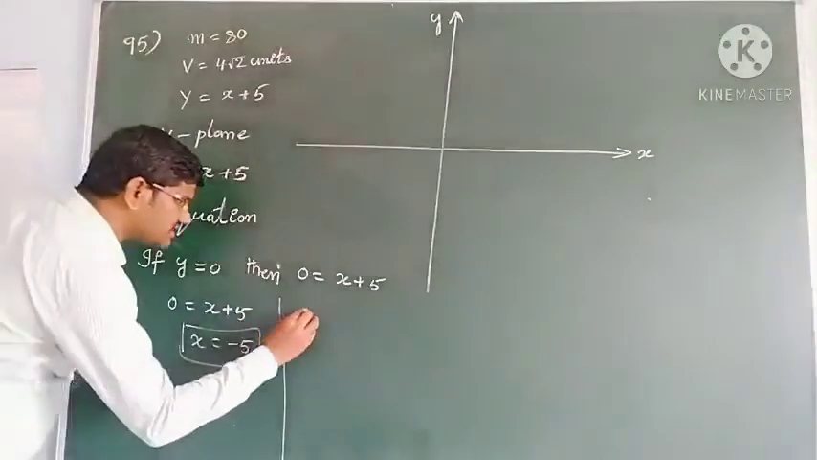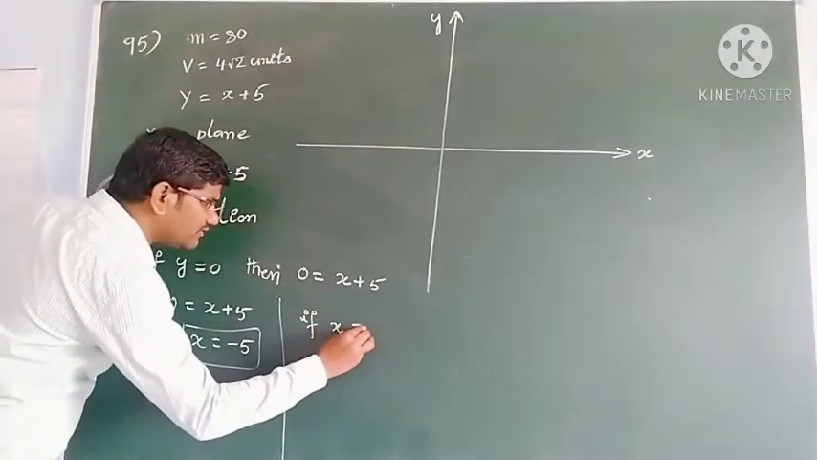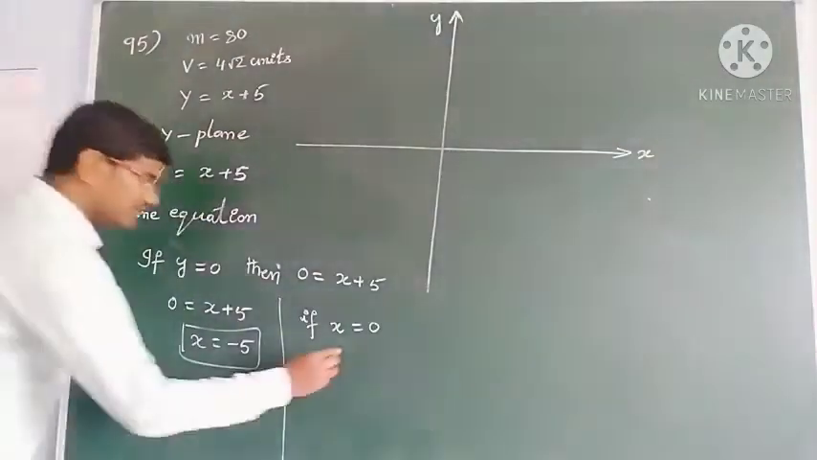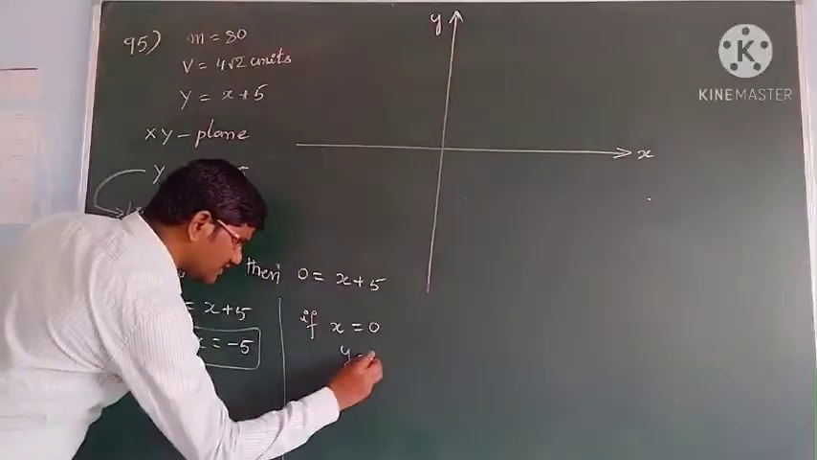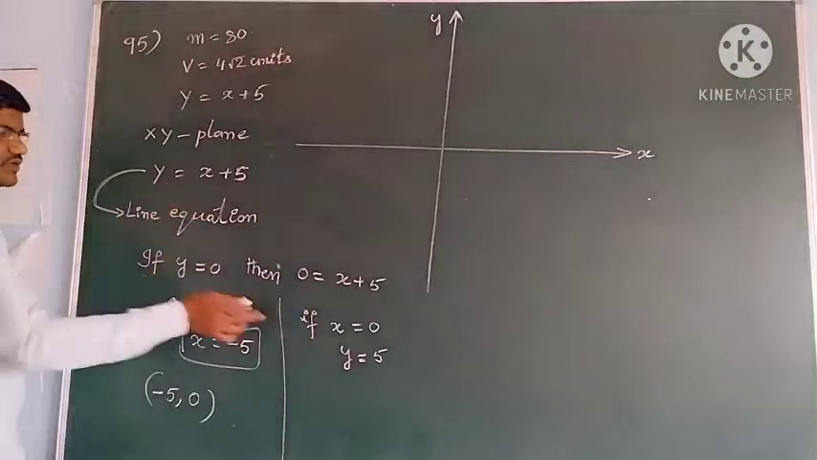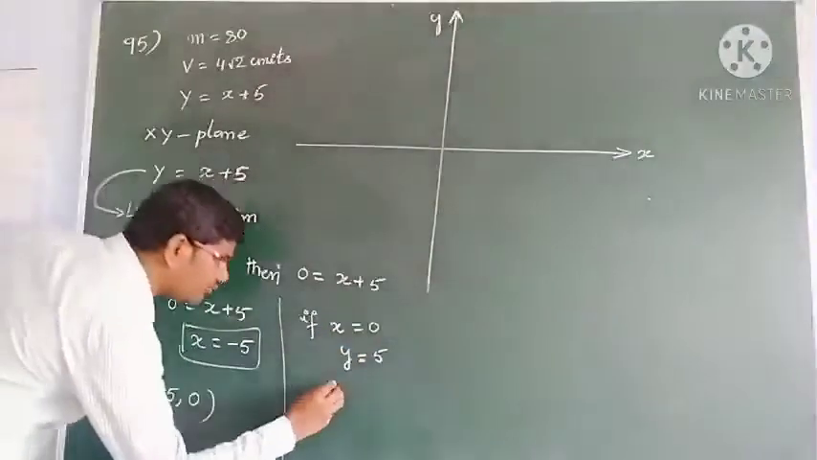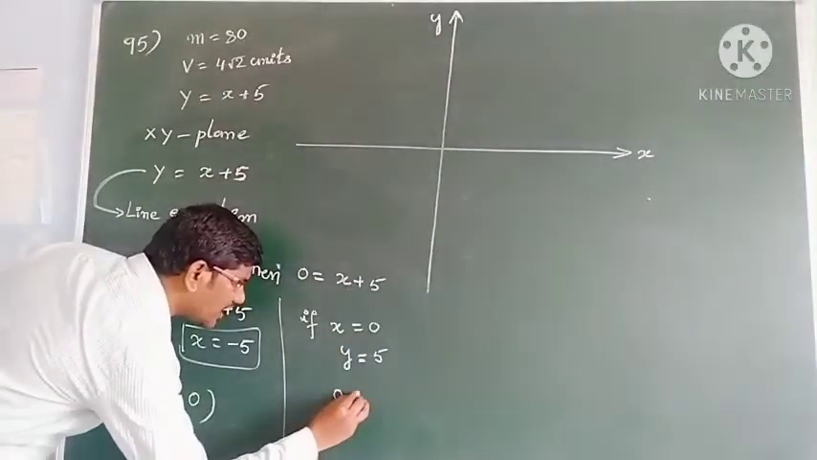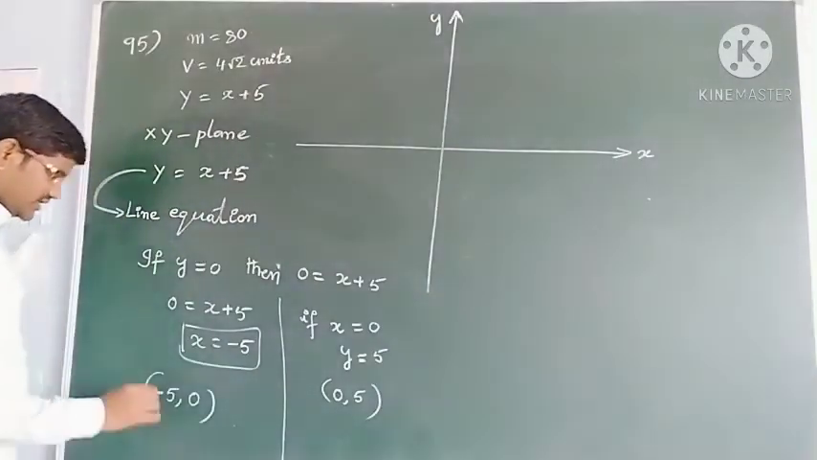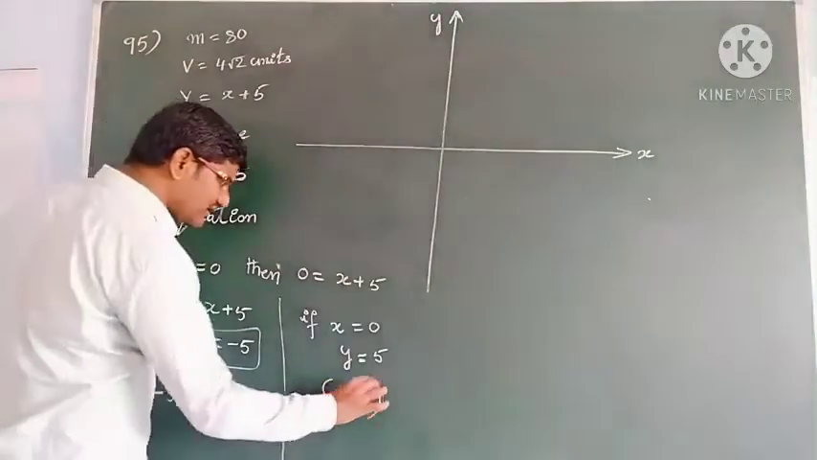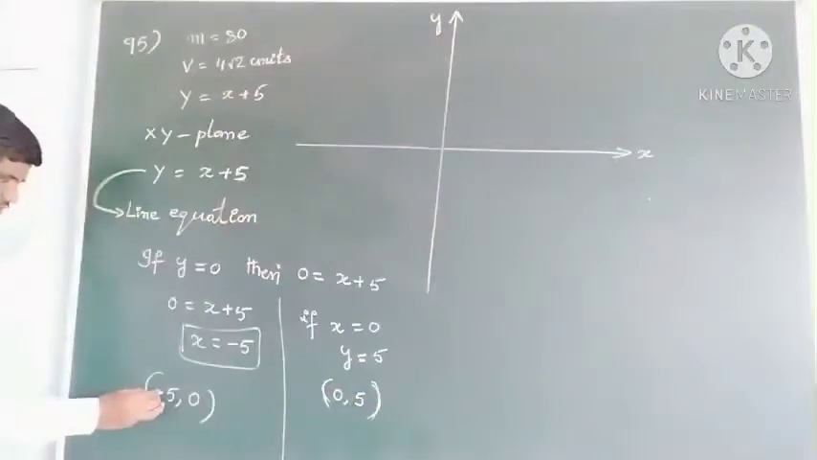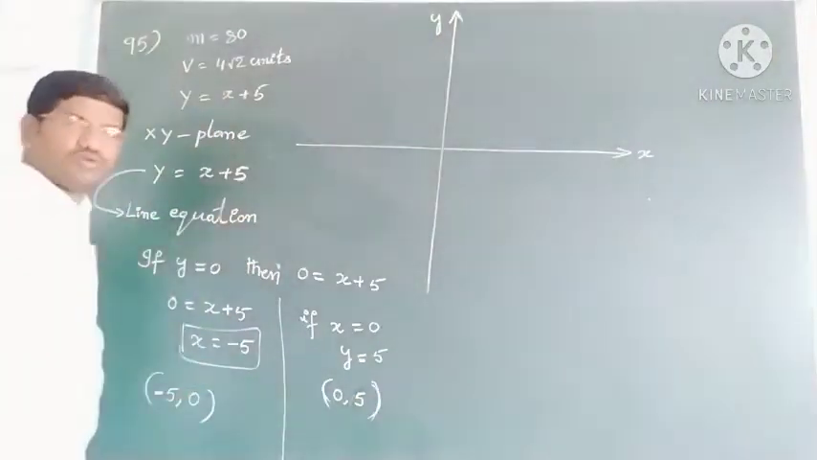Similarly, if x is 0, then what will you get, students? Y is equal to 5 you will get. X value 0, y value 5. So 0 comma 5 is one coordinate and this is the other coordinate. So minus 5 comma 0 and 0 comma 5.